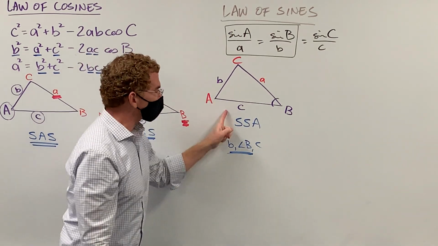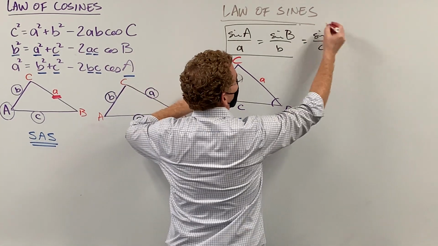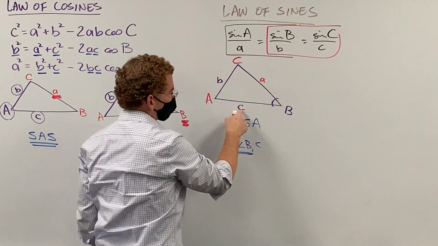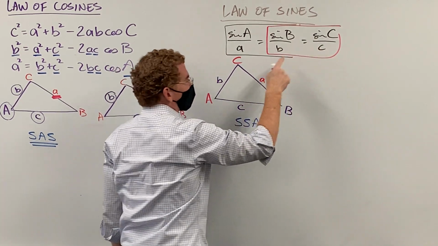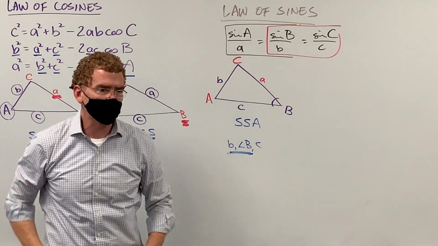So I could use, if I have this information, look, I can plug the B's in right here, there and there. I could plug the C in there, and I could use that to find angle C. Now here's the problem with that.